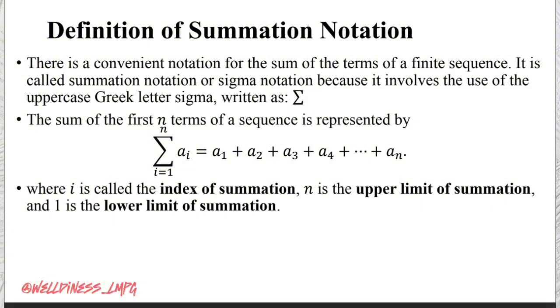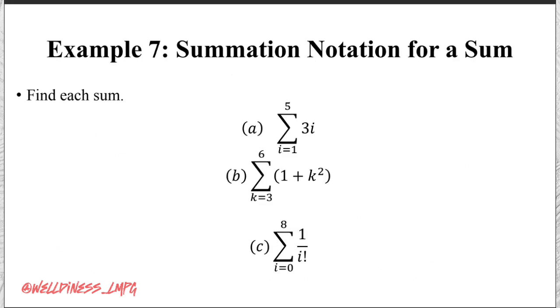Now, the sum of the first n terms of a sequence is represented by sigma from i equals 1 to n of a_i, which is a1 plus a2 plus a3 plus a4 plus and so on up to a_n, where i is called the index of summation, n is the upper limit of summation, and 1 is the lower limit of summation. So we are given some questions here, and we have to find the sum for each of them.